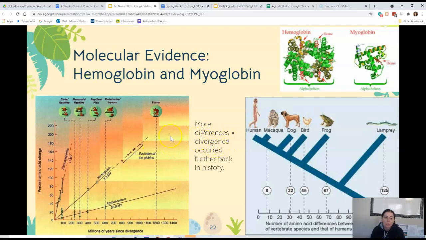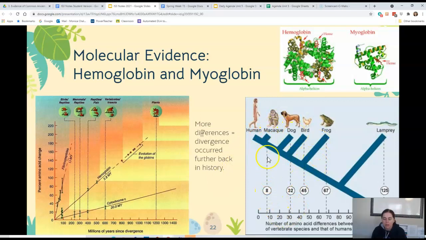More differences. So we have cladograms, and this is a cladogram. We also look at hemoglobin and myoglobin, which are types of our blood proteins. Those are the proteins where, if there are more differences, there are more divergences. And since they don't change often, they're major changes that have occurred. And more of them means you're going back further in history for when that divergence occurred.